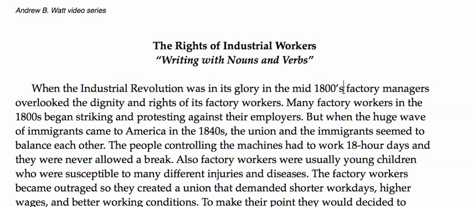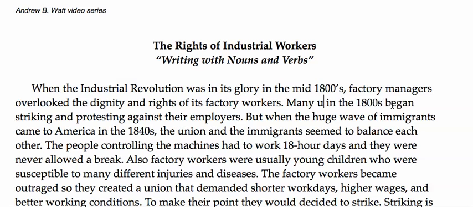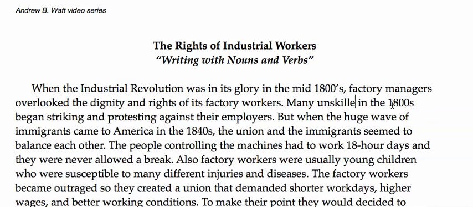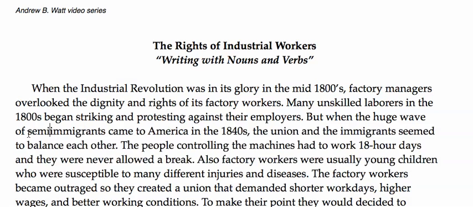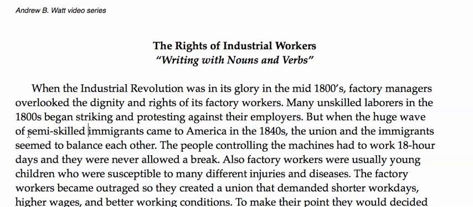And I think that it's important as historians that we own up to that, we recognize that that tension exists and we call it by its names. And the names are factory managers and factory workers. That makes it possible for us to change this factory workers to unskilled laborers. And it allows us to put in something like semi-skilled here.